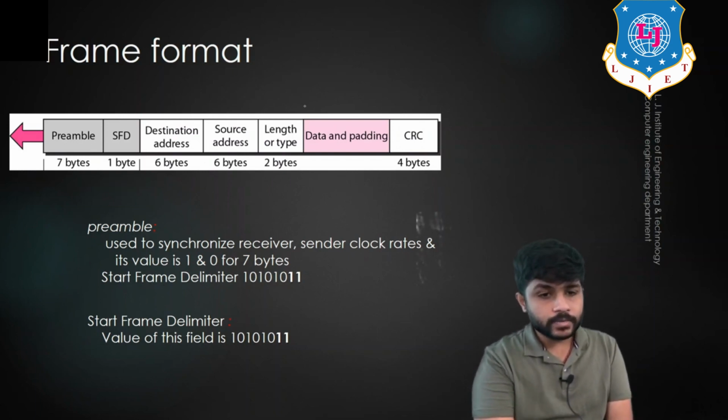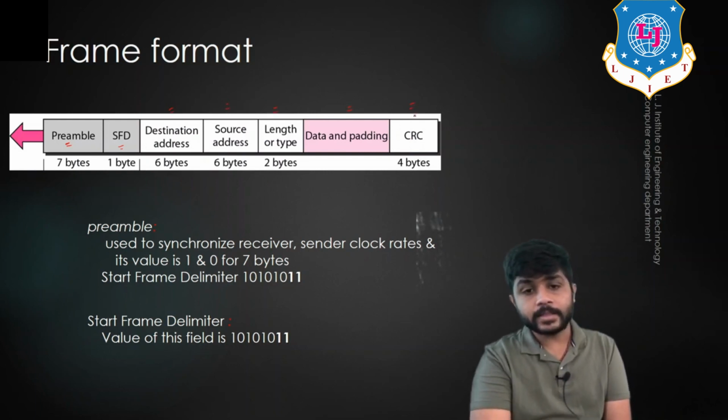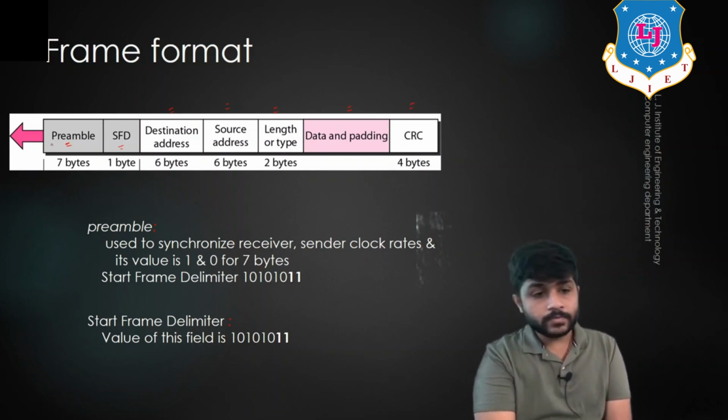You can see that in the frame format there are different fields such as the preamble, then there is a start frame delimiter, then there is a destination address, source address, length, data and padding, and the CRC. Let's see each and every field one by one. The first one is the preamble. The size of the preamble is 7 bytes.